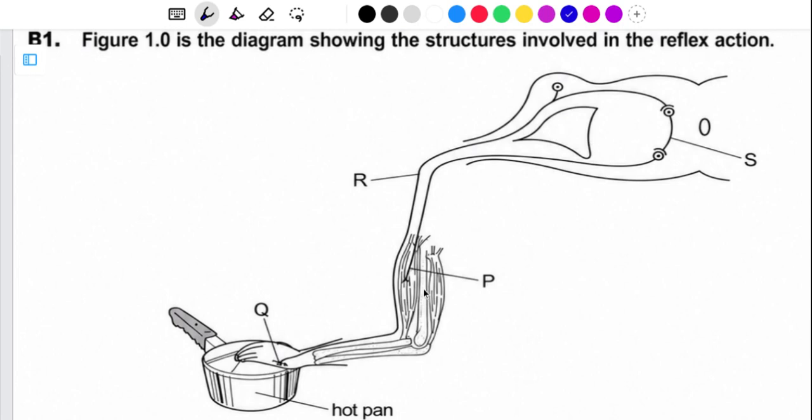We have different types of reflex action. For example, we can talk of cranial reflex, we can talk of spinal reflex, which is the same one which is on this diagram here. We also have conditioned reflex and other types of reflexes.